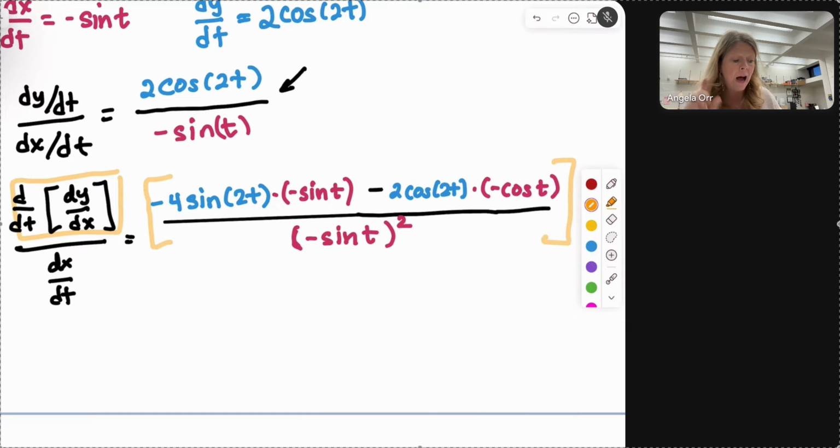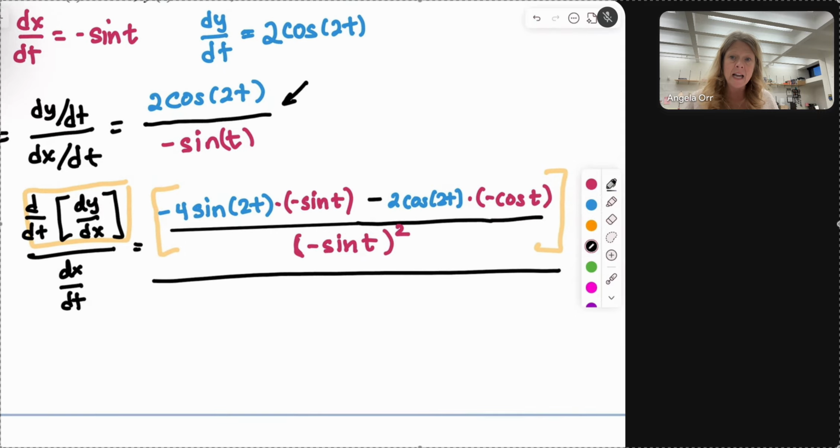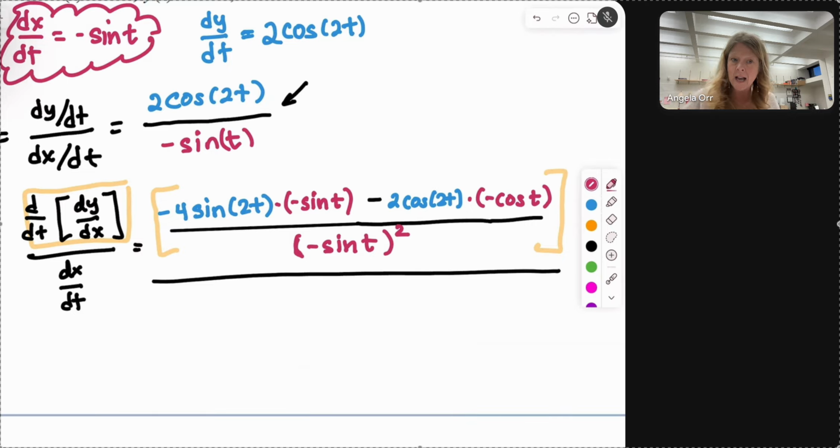Now I need to divide this by our value for dx dt. And we said that dx dt up top here is negative sine of t. So I need to divide by that dx dt. So here we go. This would be divided by negative sine of t.